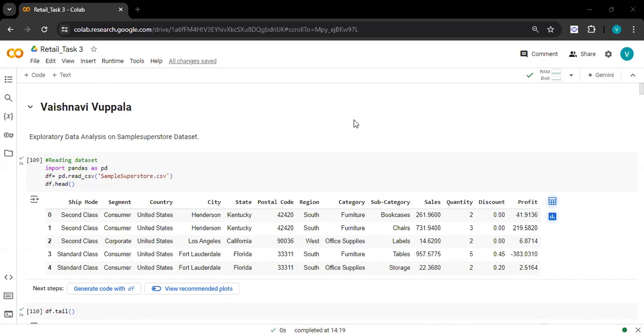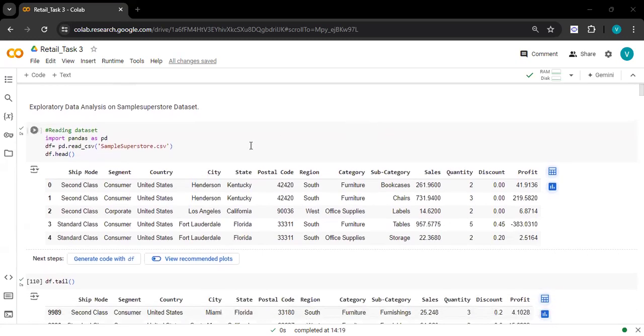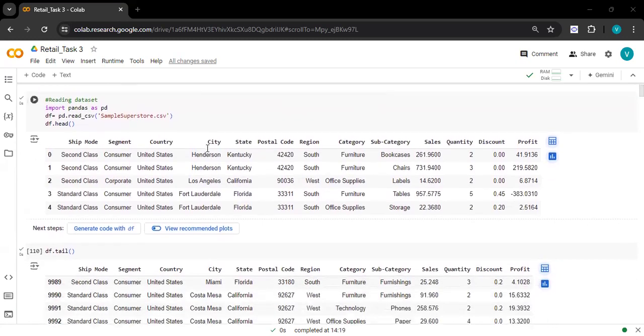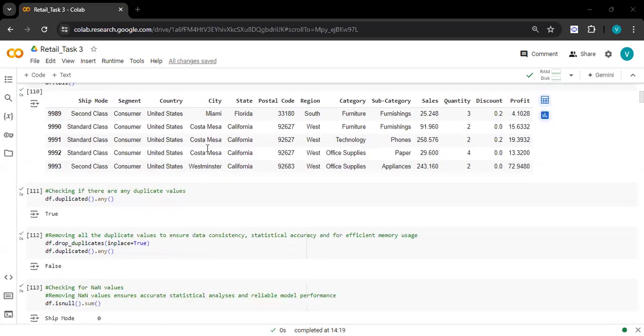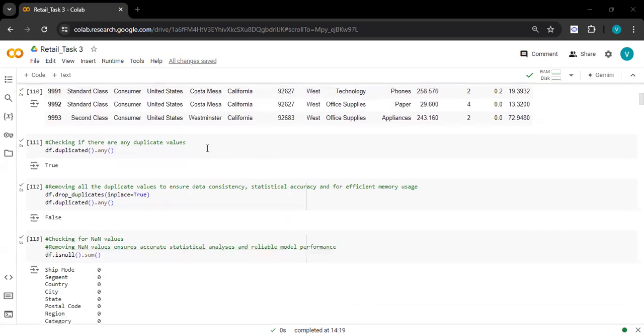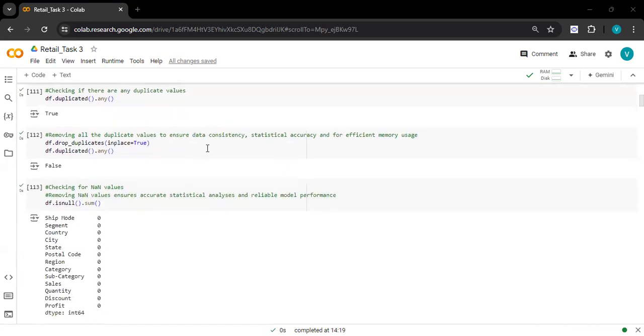Here, I need to do the exploratory data analysis on the Sample Superstore dataset. I initially imported the dataset and printed the top 5 rows and the bottom 5 rows. Then I checked for duplicate values, found some, and dropped them.